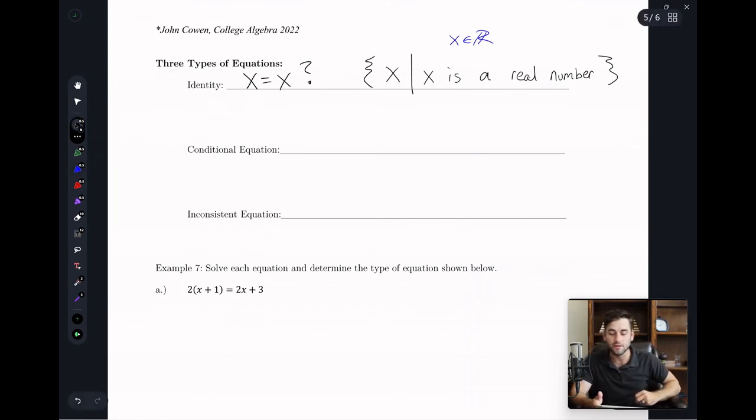All right, then a conditional equation. Conditional equation is the most common one, even though I think identity is the coolest because it's the truth. It's the governing truth of the universe, that if something is something, then that thing is that thing. It's like you can't get away from it. Conditional equation says, okay, well, this is true for at least one number, right? This is true in at least one situation.